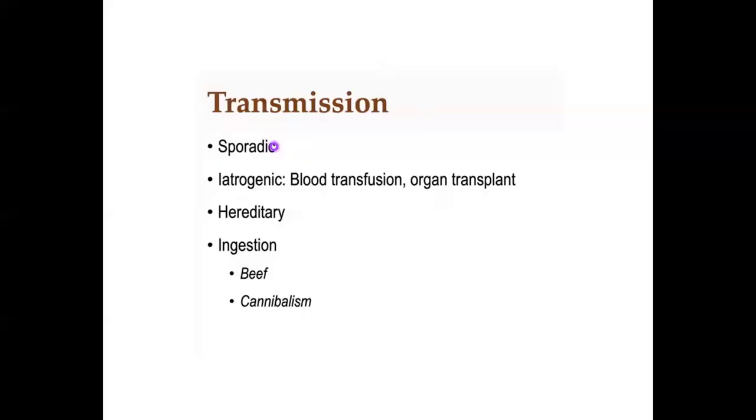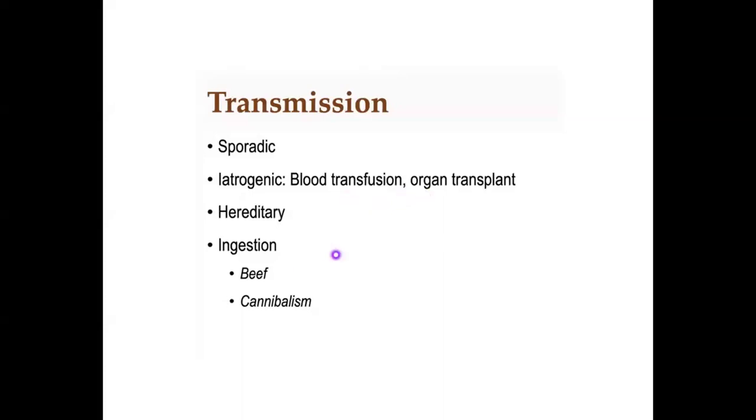Transmission, as we had said, can be sporadic or iatrogenic. Iatrogenic means it is associated with the hospital. For example, during blood transfusion, when you have these prions in your blood, I can get them. During organ transplant, the most common being corneal transplants. The cornea is the outer covering of the eye. When certain conditions make your cornea weak or very thin so that you cannot see, we usually do corneal transplants. When you do these corneal transplants, you might get this prion infection. Hereditary: there's some evidence that it is passed from mother to child.